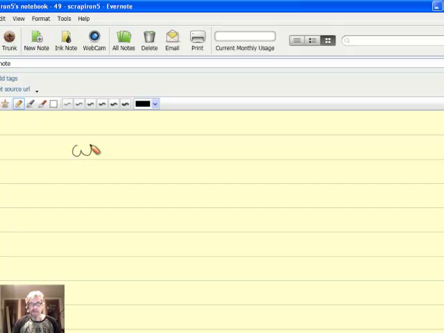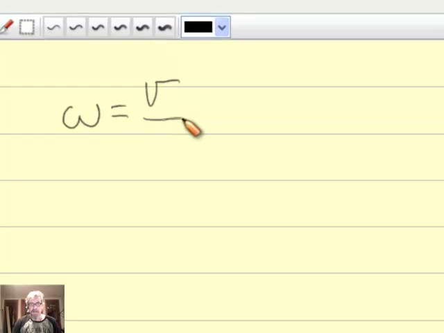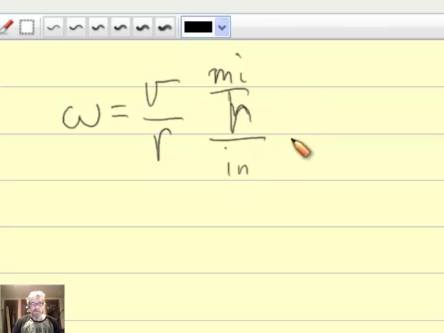Well, here's the setup for our problem. Omega is what we're trying to find. Omega is V over R. We have a little bit of a unit problem because V is in miles per hour and R is in inches, and so we've got a unit mismatch. I think we can fix that by taking velocity and turning it into inches per minute. That's what we want to do because we're supposed to come up with RPMs or revolutions per minute. So let's do that here.